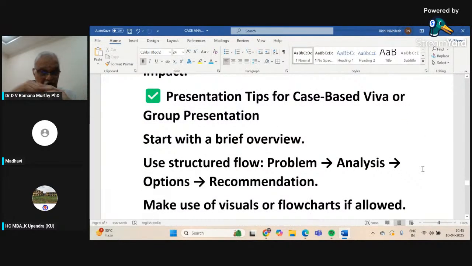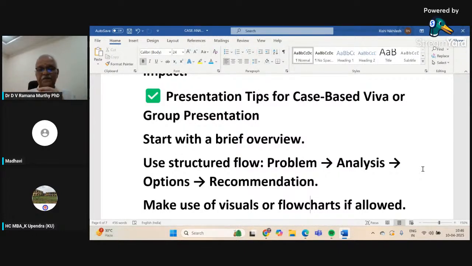And what I told you, the case study method and presentation of case analysis is not strictly meant for written examination as such. In most of the business schools, universities and colleges, case-based viva or group presentations are also conducted normally. So then you will have again the same approach, but a little variation should be there.